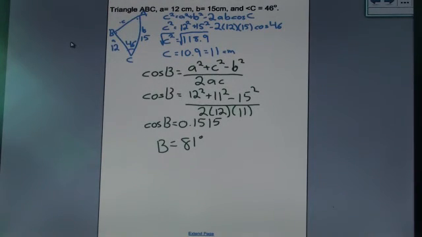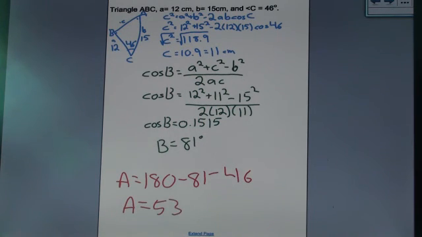And finally, I need to solve for angle A. Well, we know the sum of all angles in a triangle is 180. So if I take 180 and I take away angle B and I take away angle C, I can solve for angle A. I could have used the cosine law. At this point, I really could have used the sine law as well, but it's easier to do this, so I choose to do this, and I have solved that example.